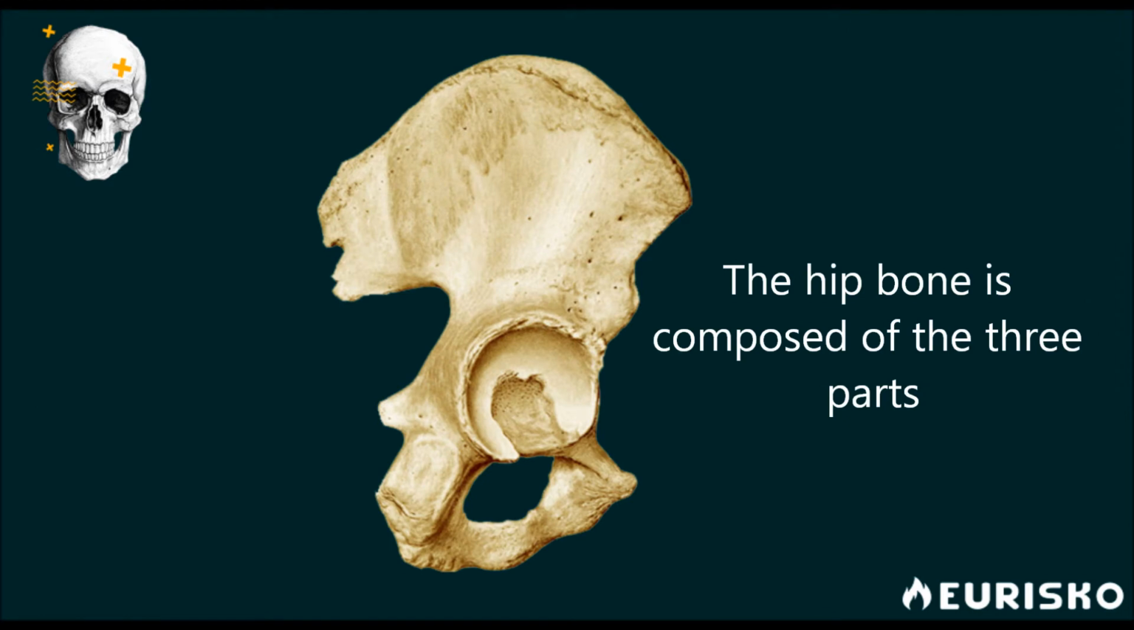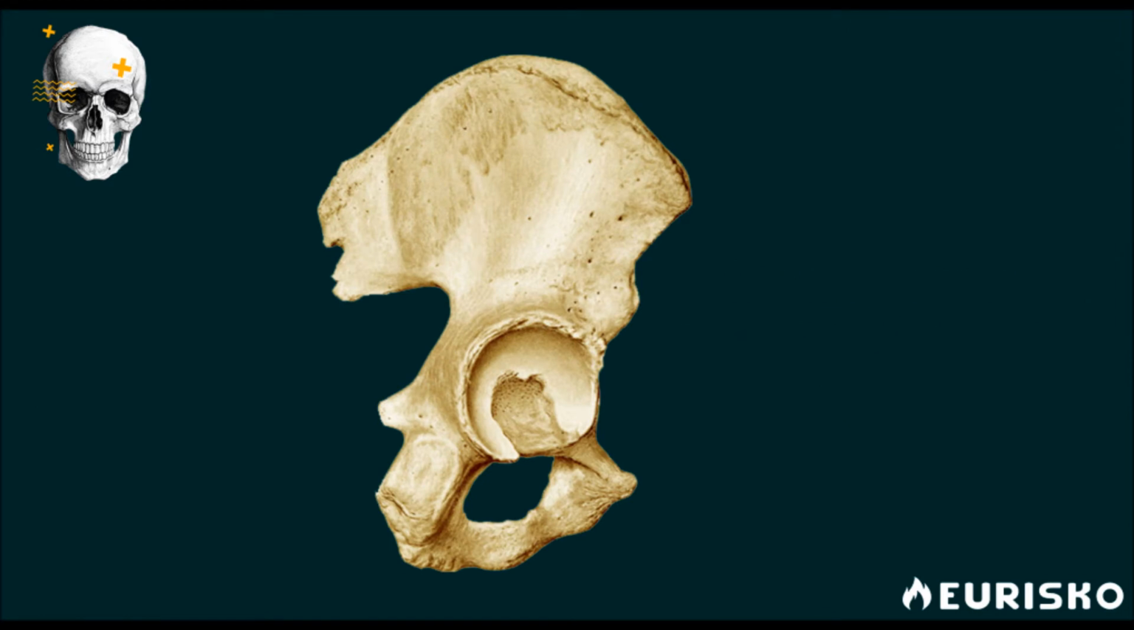The hip bone is composed of three parts: the ilium, pubis, and ischium. Prior to puberty, the three parts are separated by the radiate cartilage. Fusion begins at the age of 15 to 17. All three fused bones contribute to the acetabulum, the cup-like cavity for articulation of the head of the femur.